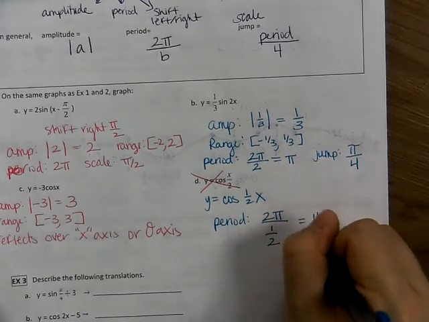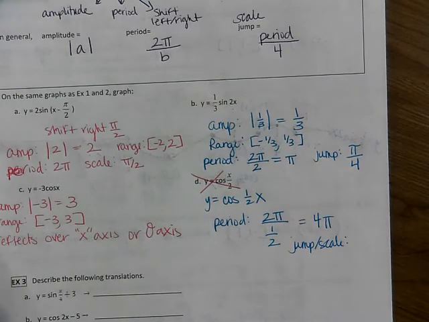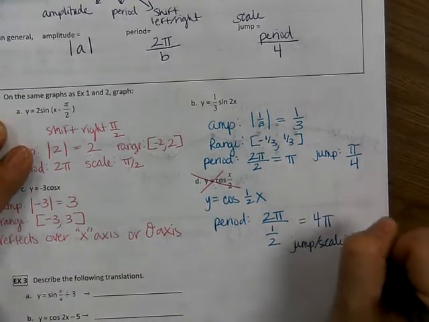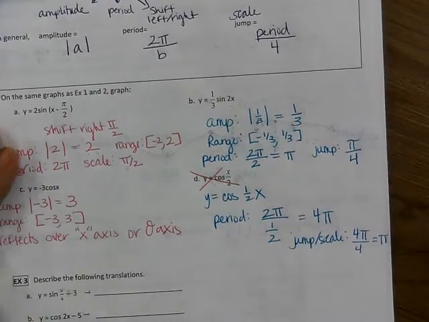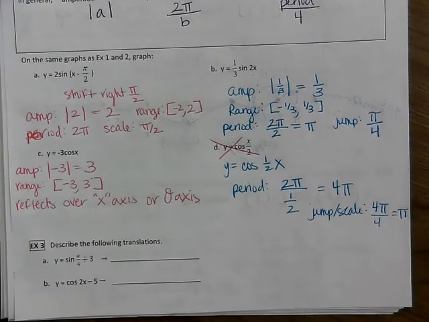Okay, so it's going to really stretch that out horizontally. And then the jump or the scale would be just pi, because you're going to take 4 pi divided by 4. So you would count by pi. That's why I ran out of room, because we've got to go to 4 pi. Okay? Questions?